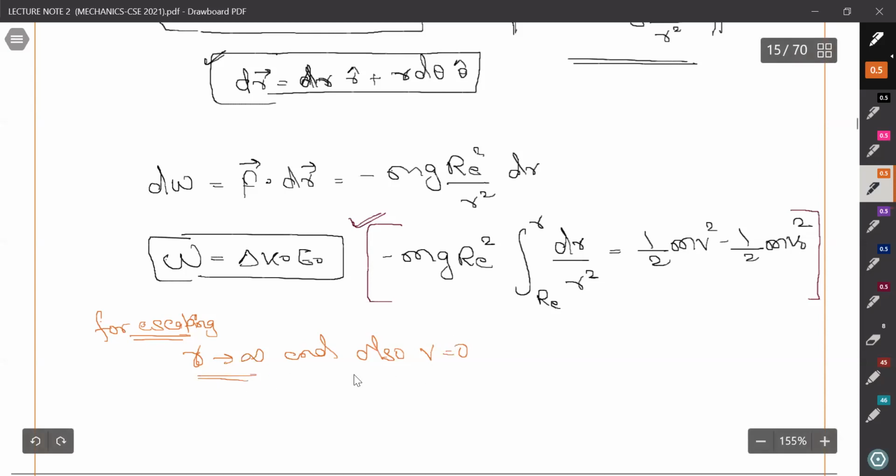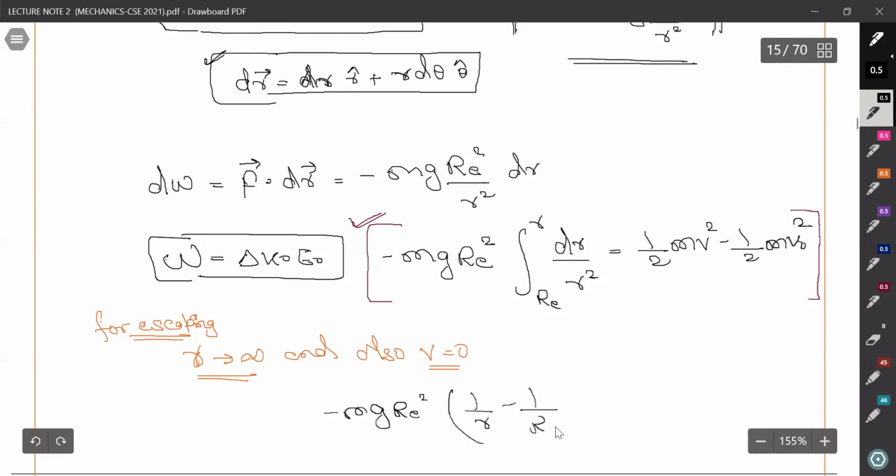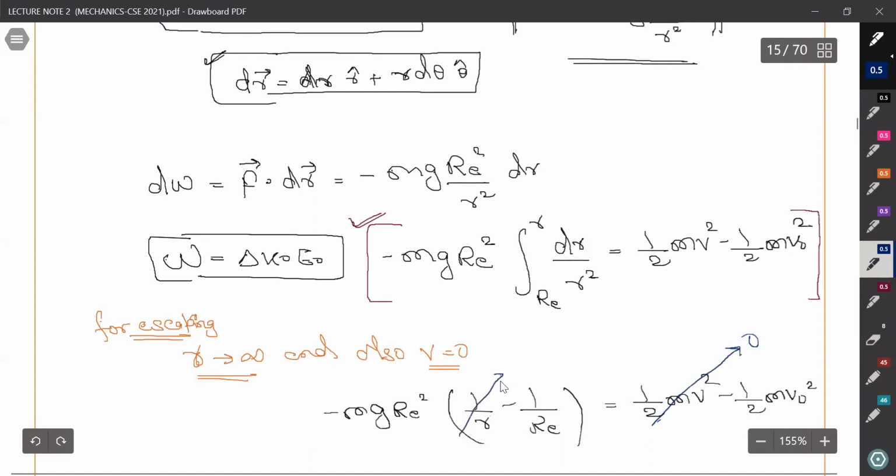So when we put r equals infinity there and v equals 0, what will we get? Just write it down. Here we are getting minus m g Re square times (1 over infinity minus 1 over Re) is equal to half m v square minus half m v naught whole square. So what are we trying to say here? This v is 0, so this whole term becomes 0, and this r is infinity, so this whole term also becomes 0.